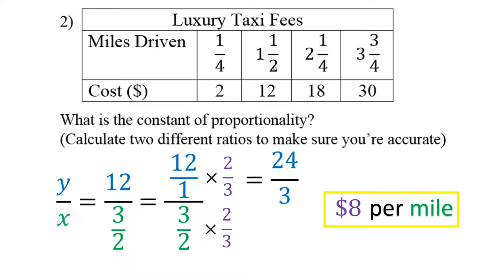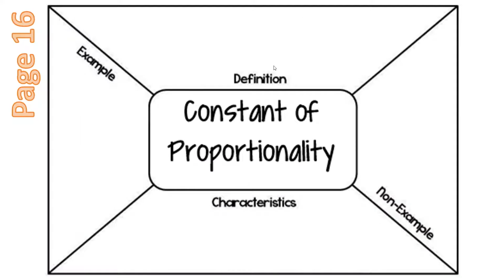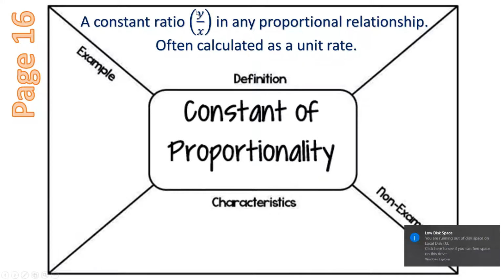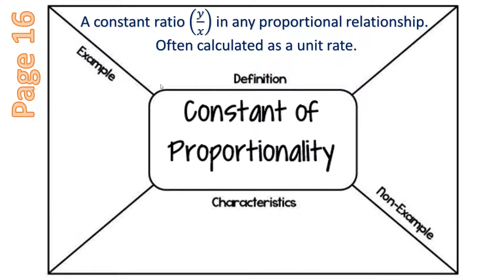So we're done with our little half note sheet at this point, but we have one last thing to do, which is fill in our vocab for constant of proportionality, which is on page 16 of your notebook. You should already have it. This part is already written in for you. I believe you have to fill in the y over x part, so please make sure you're paying attention so you know what you need to fill in that's missing. A constant ratio of y over x in any proportional relationship, often calculated as a unit rate, which is what we were doing on the previous note sheet.